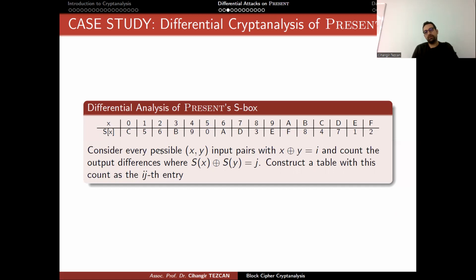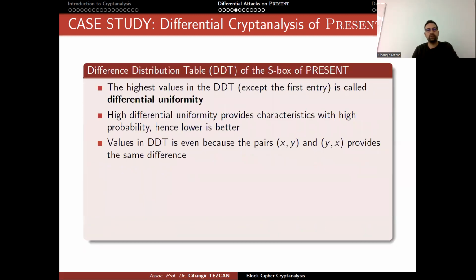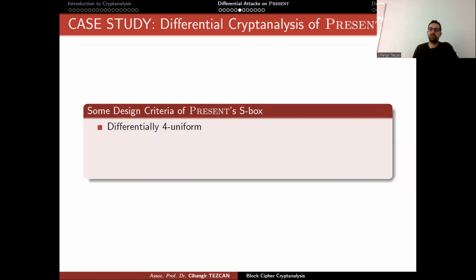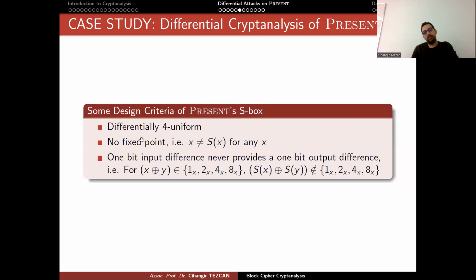But sometimes in order to have better performance, you might have to make a trade-off between security and performance. So we have many lightweight designs where 0 goes to 0. Okay. Because in hardware, that S-box requires less area and so on. But PRESENT focused on not having a fixed point, but also they focused on one thing. A 1-bit input difference never provides a 1-bit output difference. So when your input difference is 1, 2, 4, or 8 for x and y, then the XOR of the output of the S-box is never 1, 2, 4, or 8.